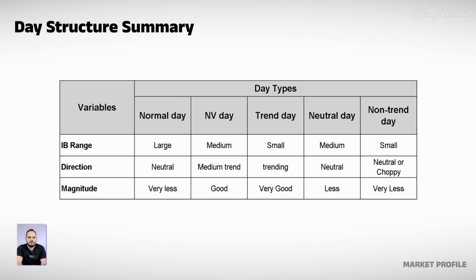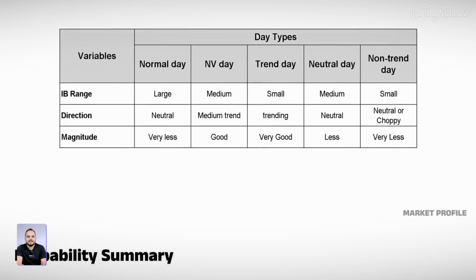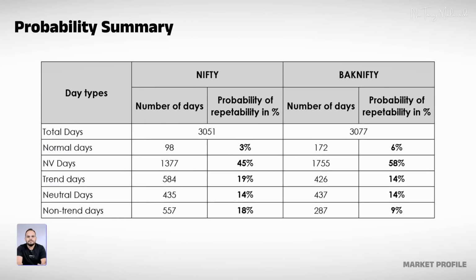And this is the summary of the probability of occurrence, how many times we can encounter these day structures. For Nifty and Bank Nifty, I have tested it for more than 3000 trading days. As per that, for example, considering Nifty, normal days 3%, trend days 19%, neutral days 14%, and non-trend days 18%. So basically, this kind of data is very crucial for us to strategize our trading strategies. Feel free to pause the video and also compare this data with Bank Nifty as well. I have given the data here. So this is about day structure. If this is clear to you, let's now move on to the next section.